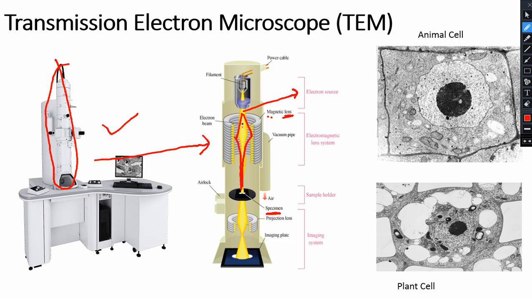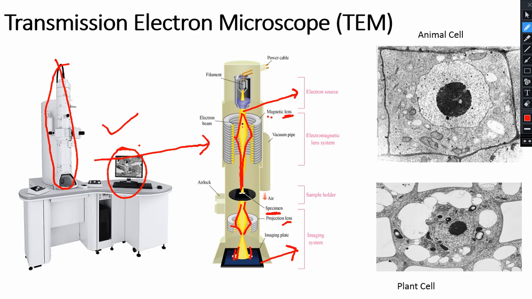Okay, and here is the other magnetic lens, which is called the projection lens. The projection lens further directs these electrons down toward the screen or toward the surface. Okay, it is on this surface or on this screen that the image is produced, and this image is then shown on a screen like this. Okay, and that's how you will see the image of the object.